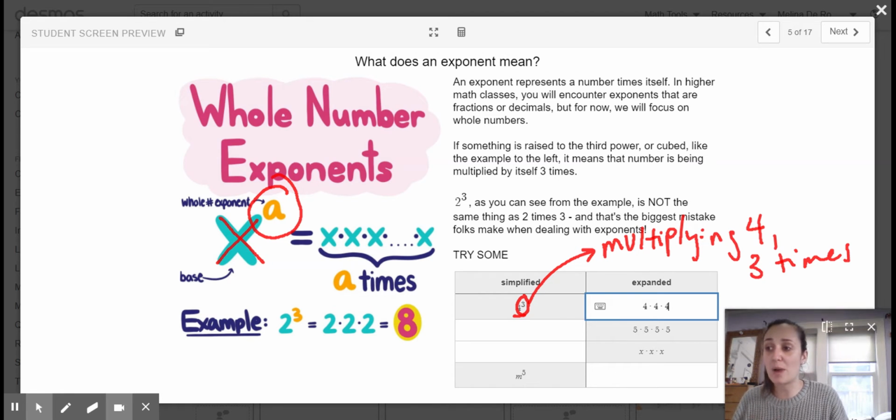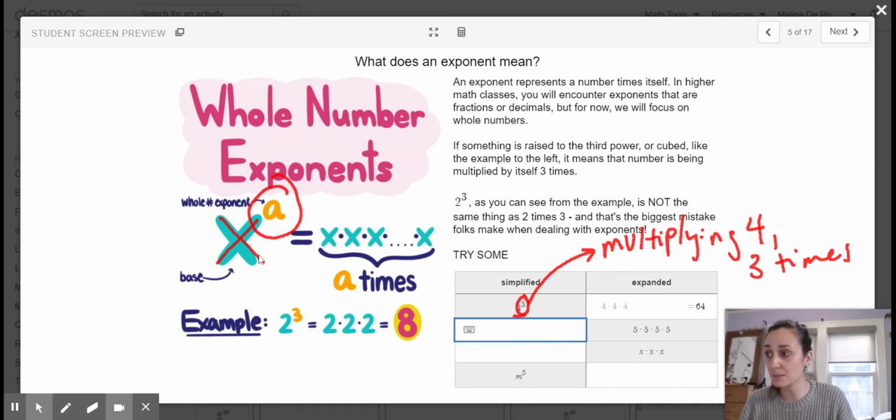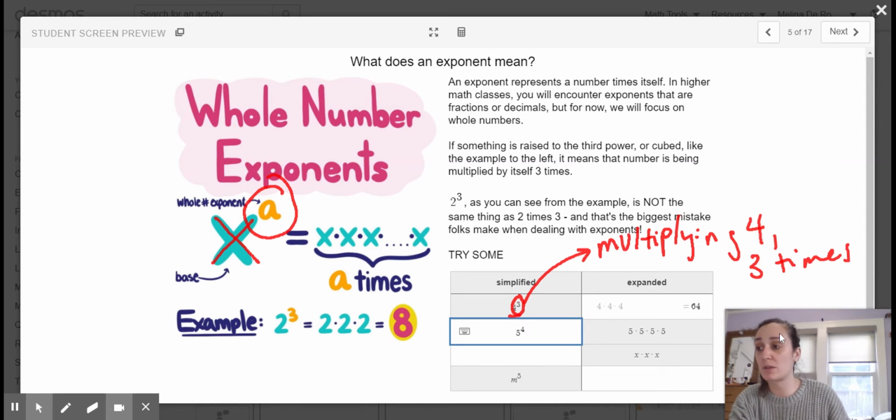The next one, we're going to go backwards. So 5 times 5 times 5 times 5. We're multiplying 5, so that's our base. The number that's getting multiplied is our base, or our big number. The number we see repeatedly multiplying. So 5 is our base. How many times do I see 5? 1, 2, 3, 4. It means it's going to be 5 to the fourth power. I'm taking 5 and multiplying it 4 times. You try the next few.